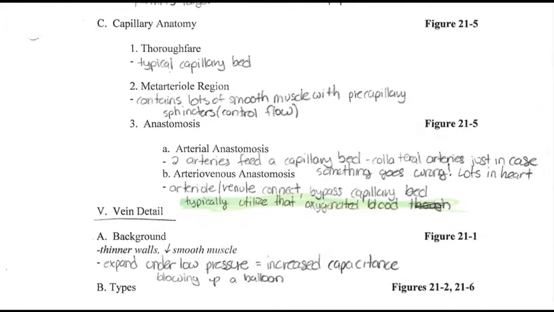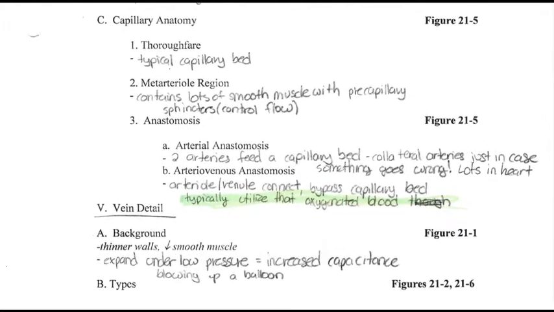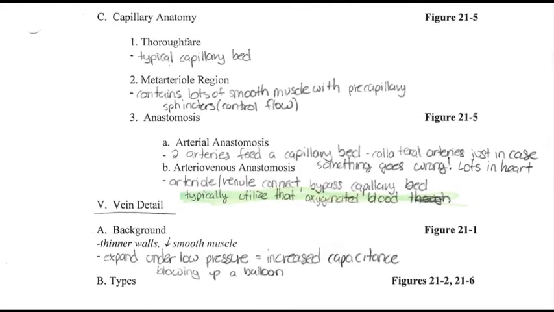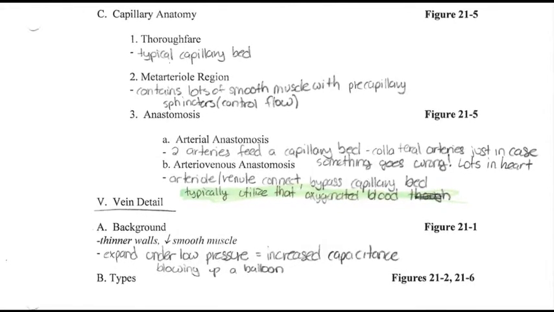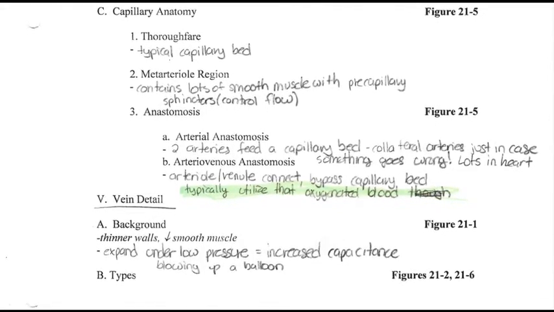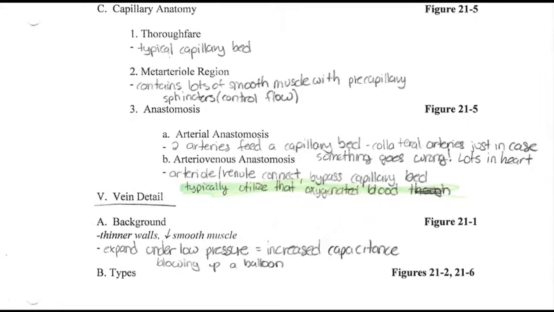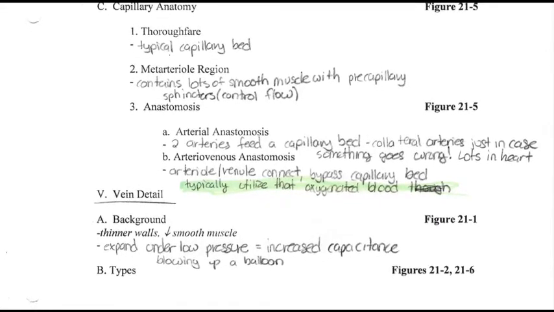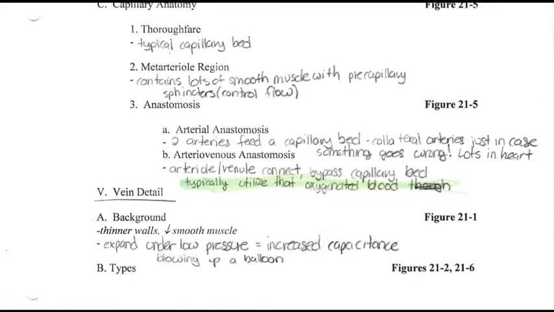Arteriovenous anastomosis. This is the connection between an arteriole and a venule. They bypass the capillary bed. They typically utilize the oxygenated blood that goes through them.